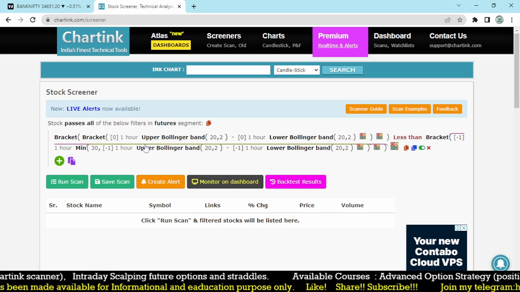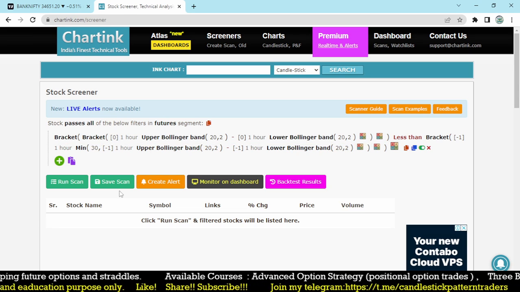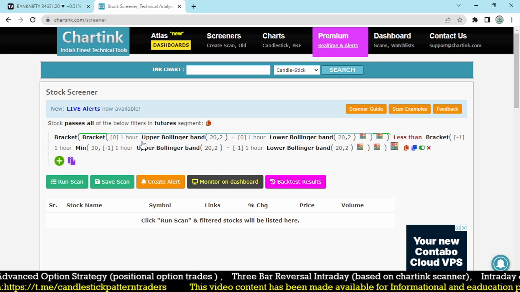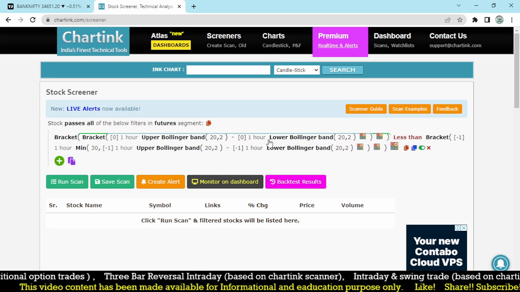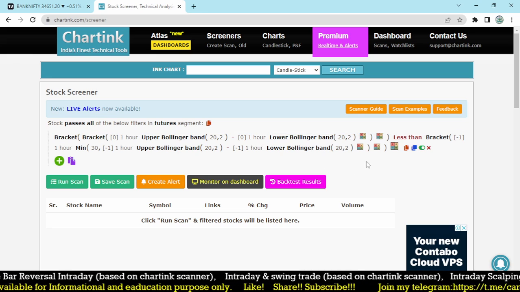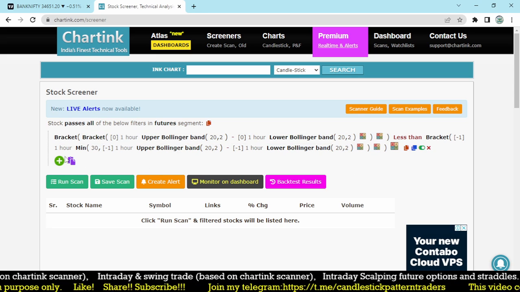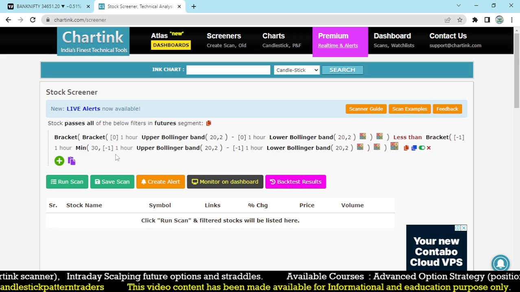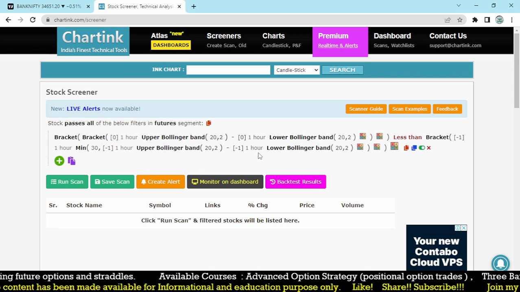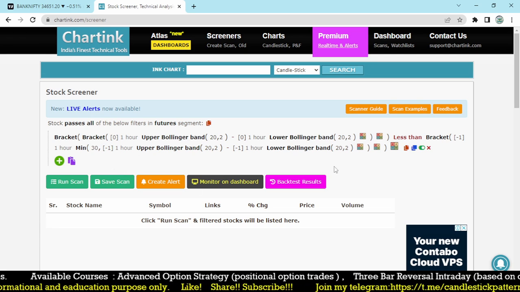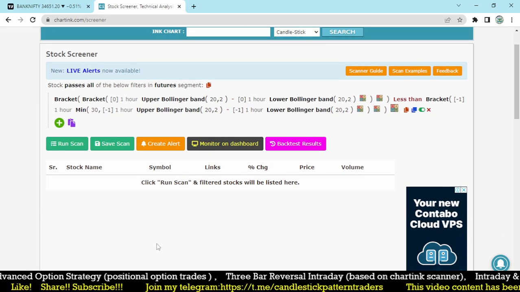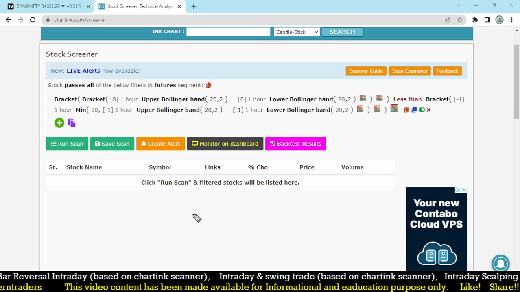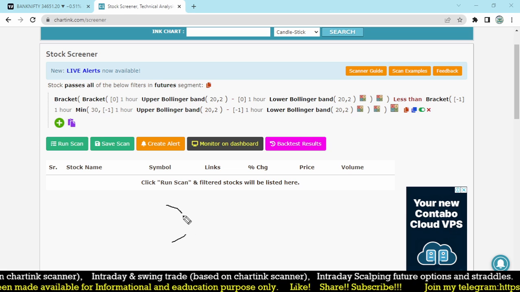What I'm suggesting is this: the current upper Bollinger Band minus lower Bollinger Band value is less than the minus 1 1 hour Bollinger Band minimum over 30 candles. That is the key condition. So what I'm using in this condition is the recent Bollinger Band.